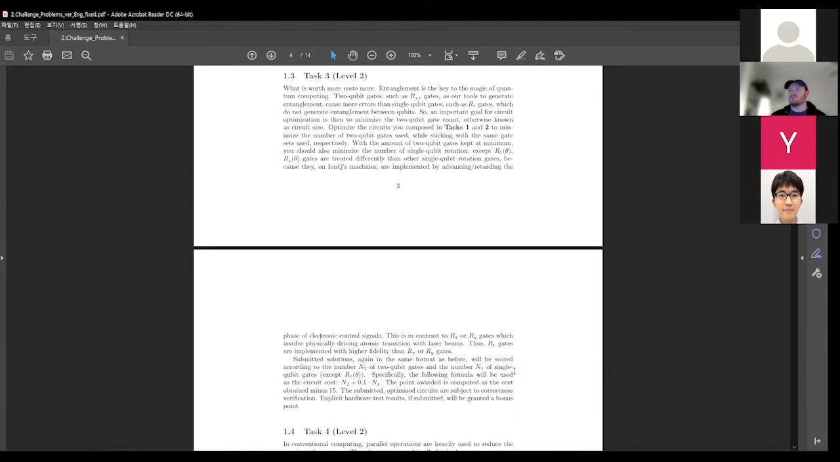Oh, so it says explicit hardware test results, if submitted, will be granted a bonus point, for instance. Is that the real question here? What kind of tests to run for that? Yeah, he said yes. Oh, okay, great.